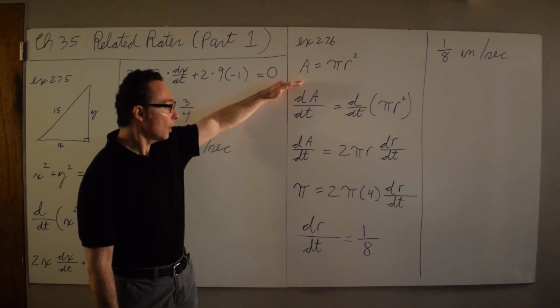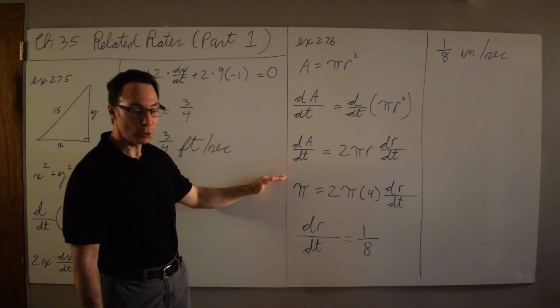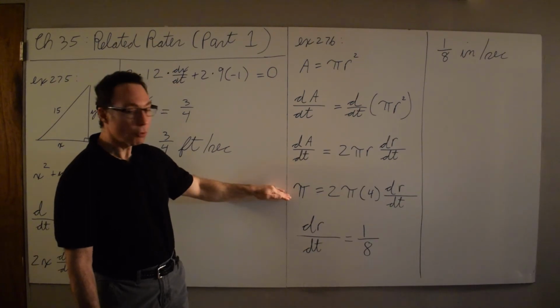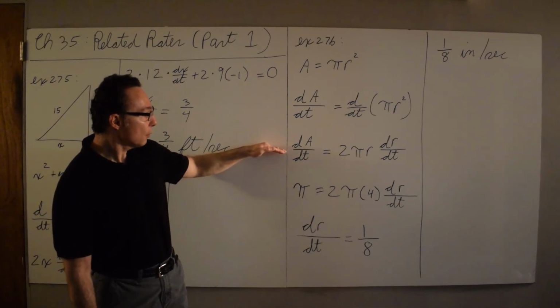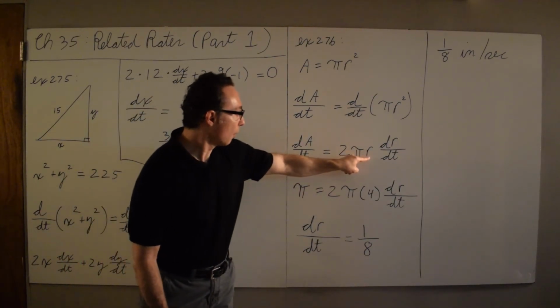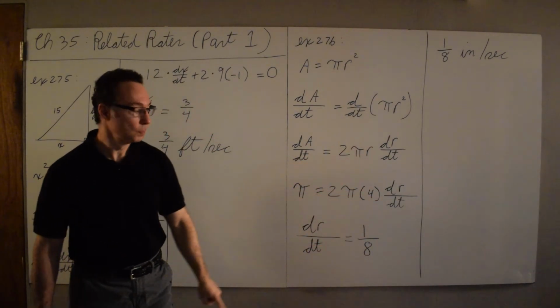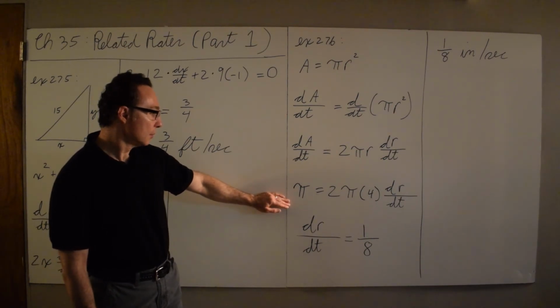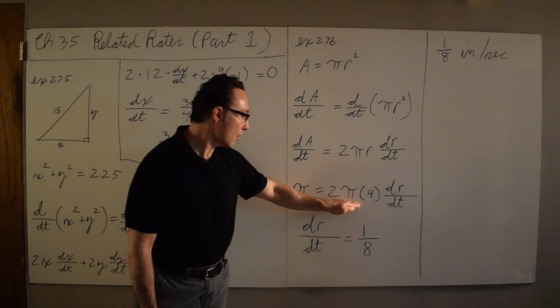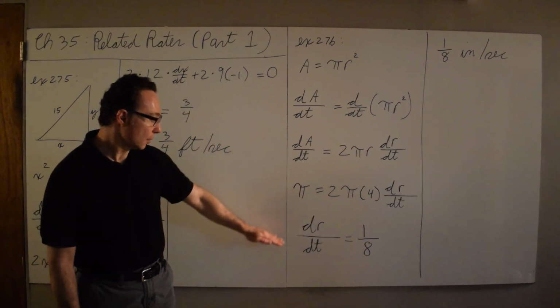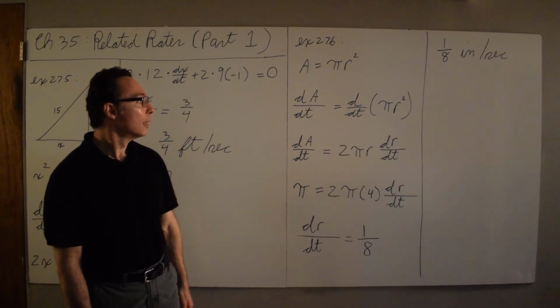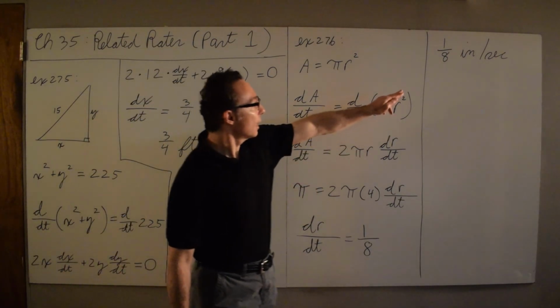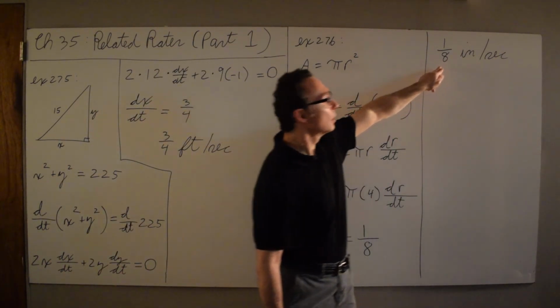So we write the equation, we take the derivative with respect to time, and now that we're looking for dr dt, now it's time to substitute. So dA dt is pi, r is given to us as 4. So now we solve for dr dt. We just have a constant equal to a constant times dr dt. So dr dt is 1/8. That means the radius is increasing at a rate of 1/8 inches per second.